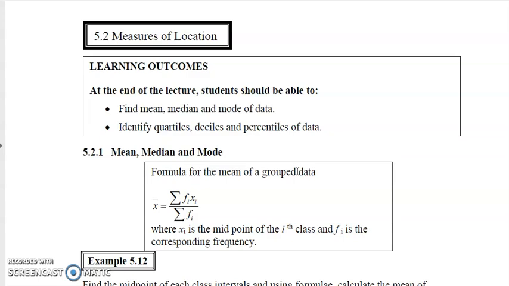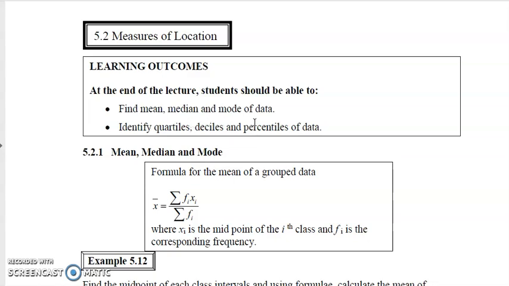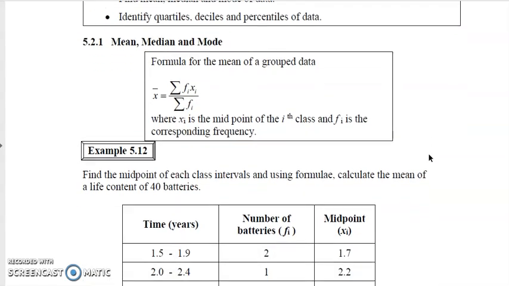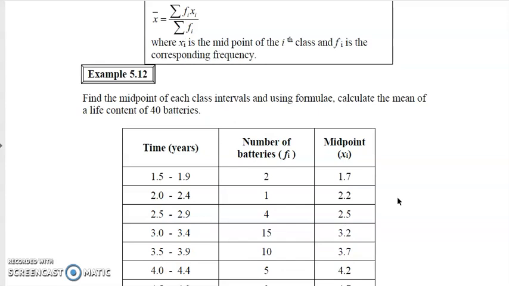Okay, so let's see about 5.2 subtopic 2, the measures of location, which is where you are going to find the mean, median, and mode of the data. Identify quartiles and percentiles of the data. So you can look over here to find the mean, which you are going to represent as x bar. Okay, so example 5.2 already has an example here.